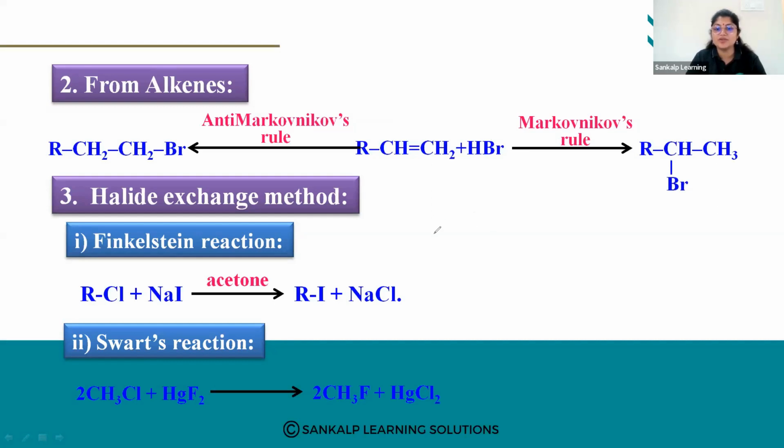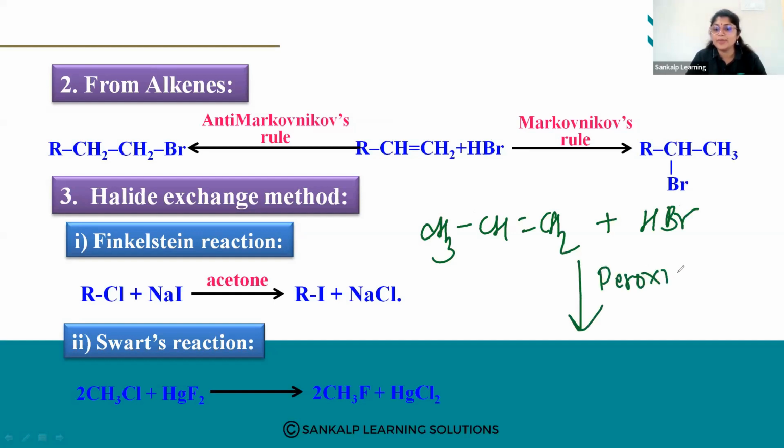Anti-Markovnikov rule will be the reverse of this. Suppose I have CH3, CH double bond CH2, and I'm going to add the hydrogen halide. If it is written peroxide, what does it mean? If you write peroxide, it means it is following anti-Markovnikov rule. Now, what is anti-Markovnikov rule? It is the reverse of that.